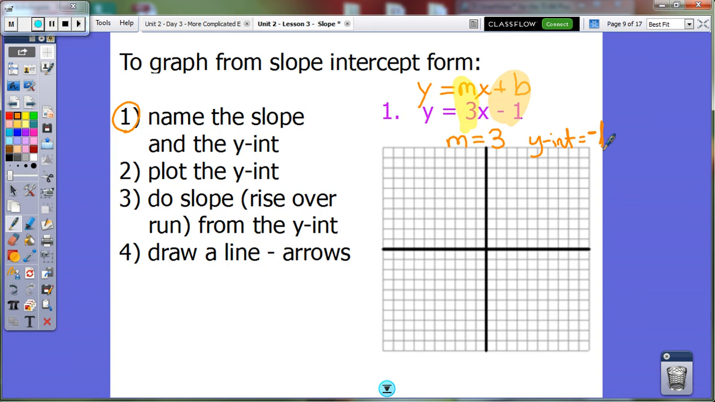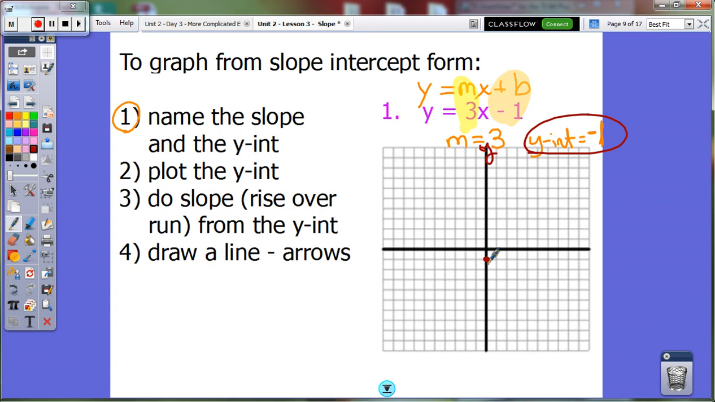Now the second step is we have to plot the y-intercept. Guys, it's easier than you think. If my y-intercept is negative 1, I'm going to come on the y-axis and go to negative 1 and make a dot. Once I have that dot, I move on to step 3. I'm not really moving my pencil. I'm keeping my pencil right there on the y-intercept. And then it says do the slope, rise over run.